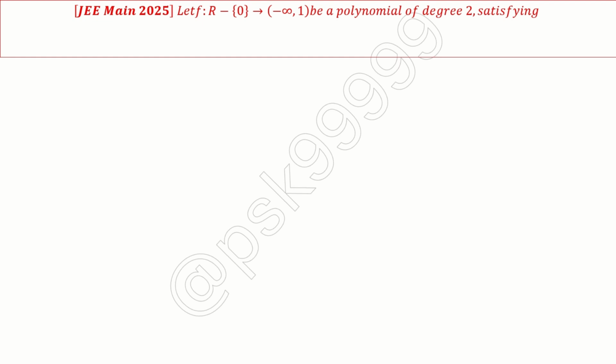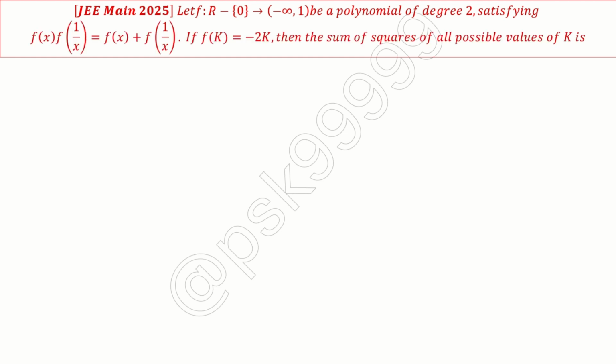The first one is: let f be a function defined from R minus 0, meaning real numbers without 0, to minus infinity to 1, be a polynomial of degree 2, which means quadratic polynomial, satisfying f(x) times f(1/x) equal to f(x) plus f(1/x). If f(k) equals minus 2k, then find the sum of squares of all possible values of k.